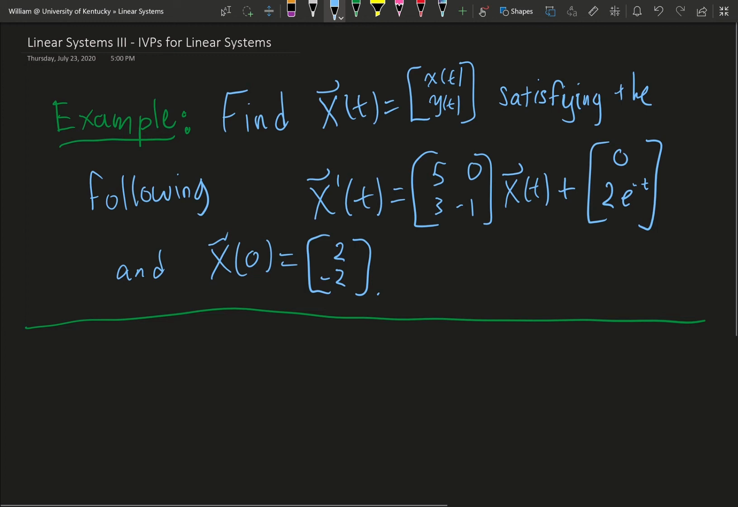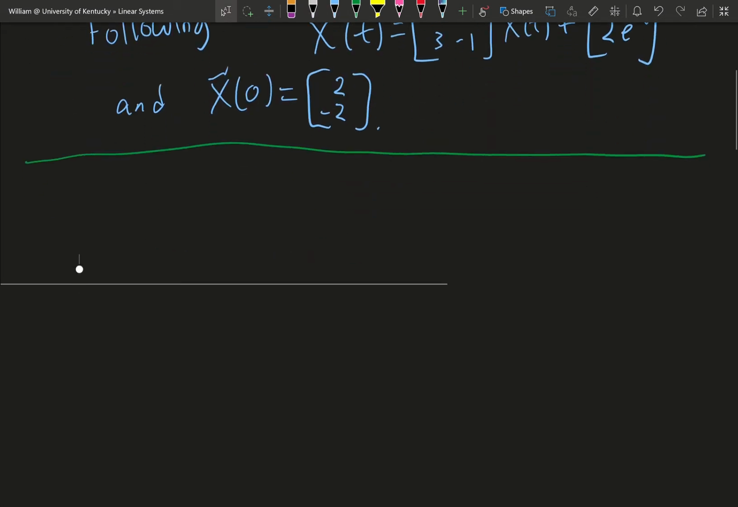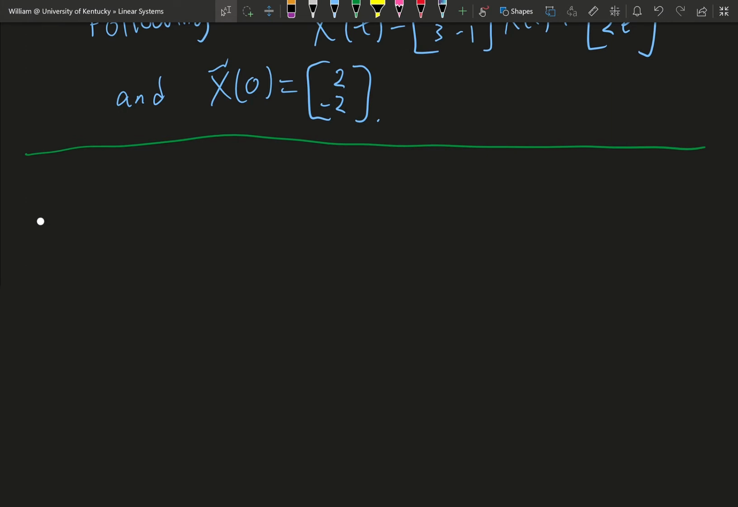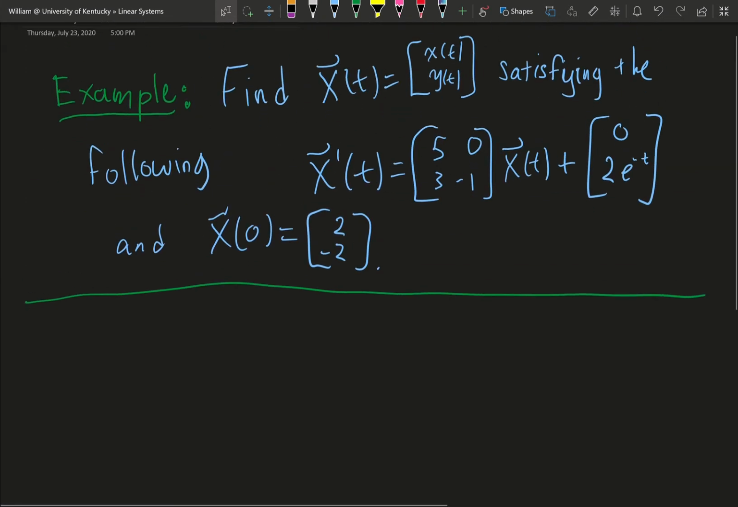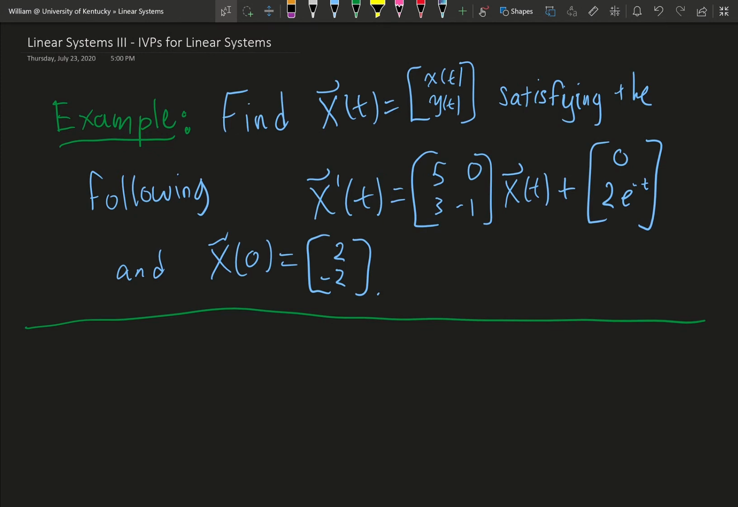All right, so in this video, I'm just going to say a little bit briefly about IVPs for linear systems. These are pretty similar to previous examples of IVPs we've had to work with, but I just want to walk through maybe two problems to see how they work. So we're given some equation like this.